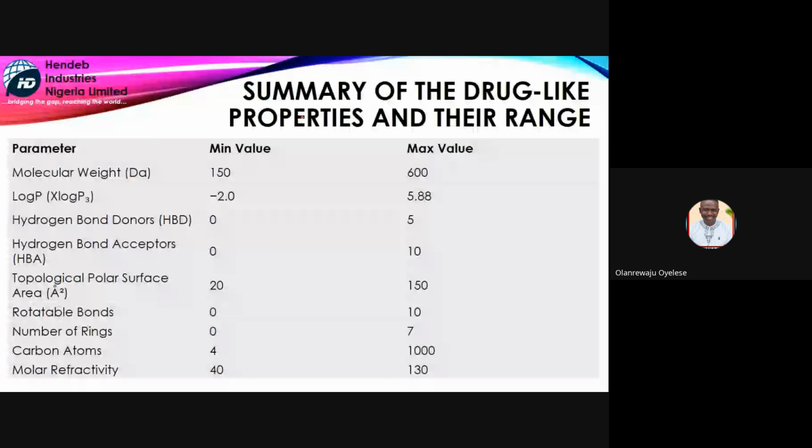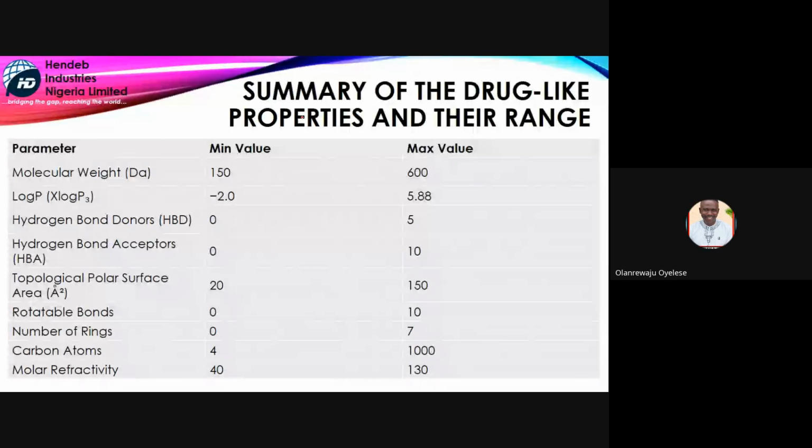Yes, I have a question, sir. Looking at the summary of the drug-like properties and their range, we can see that for hydrogen bond donors, we have a minimum value of 0, maximum value of 5. Then for hydrogen bond acceptors, minimum value of 0, maximum value of 10. Does that mean that we can have a drug-like compound that will not have any hydrogen bond donors at all? It will still be drug-like?